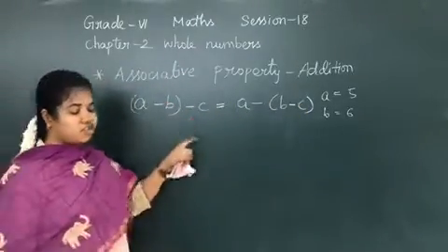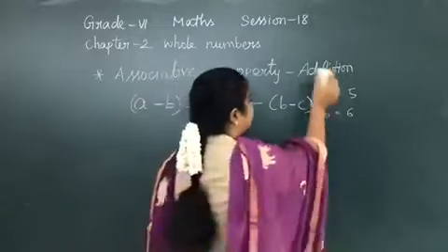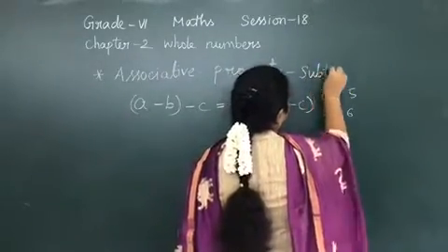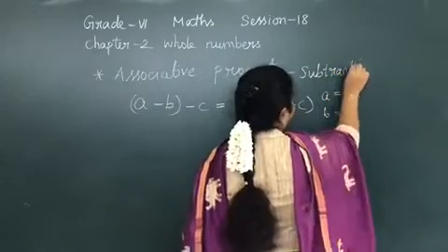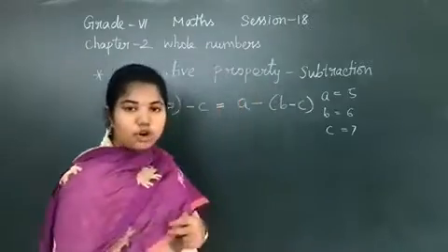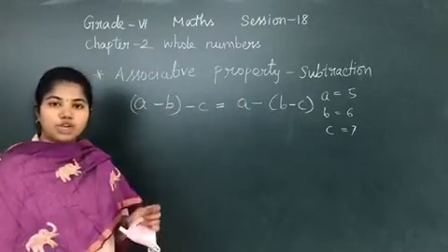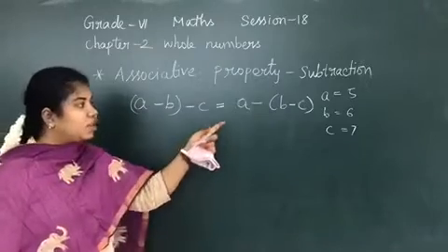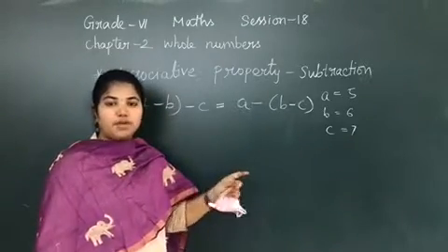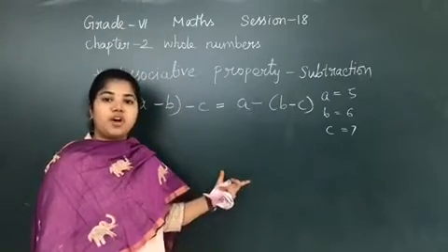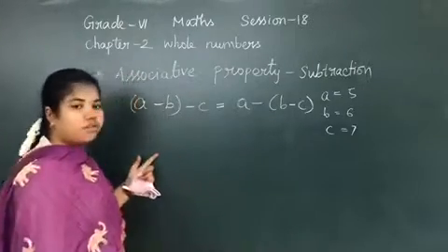The same thing, I have changed the symbol alone, subtraction alone. Already I told you to make many examples for closure and commutative property. After completing associative property, you can change the values A, B, C on your own, give many examples and solve and find out whether it is satisfying or not. Okay, now let us go on for subtraction.